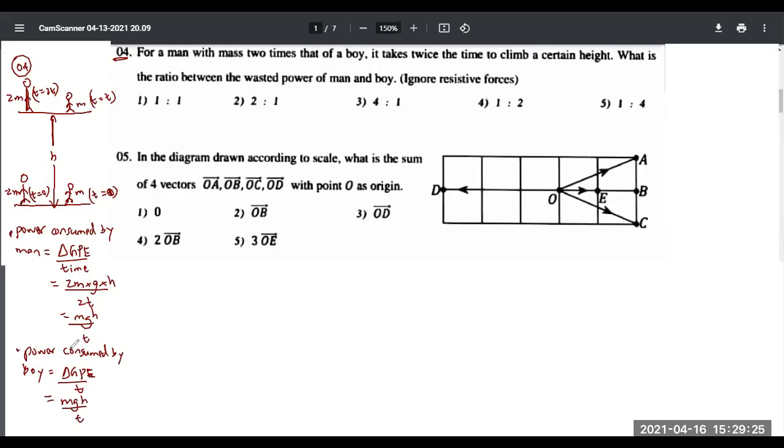Now look at them. This is the power consumed by man, mgh by t. Power consumed by boy is also mgh by t. For both, it's equal. Therefore, the ratio has to be 1:1. Mass of the man is twice, but he's taking twice the time. So both of them are spending the same amount of power. Answer is first. That's it.